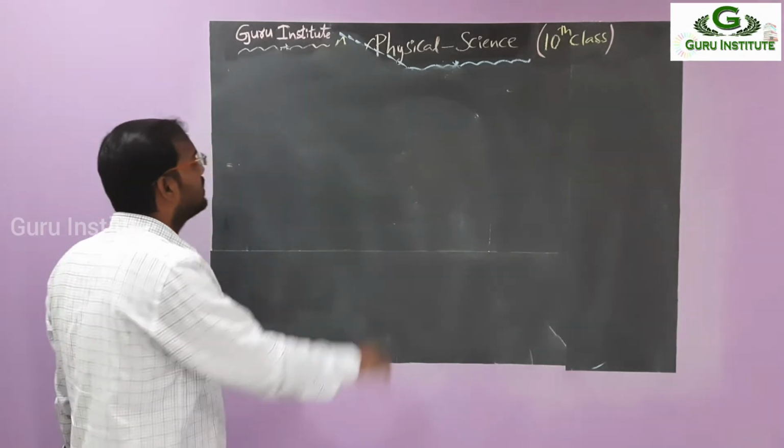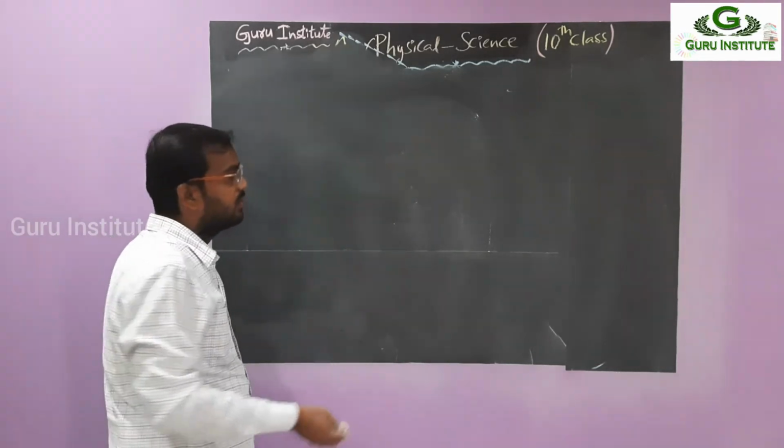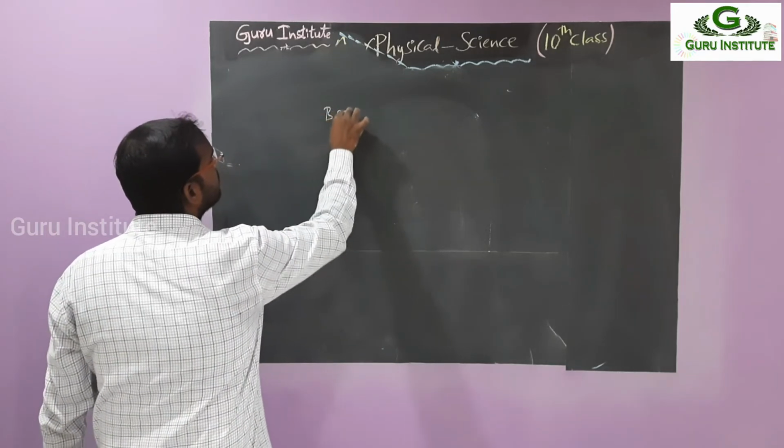So let me see it from the first onwards, just a small recap. See here, what is the first one? Beyond C.